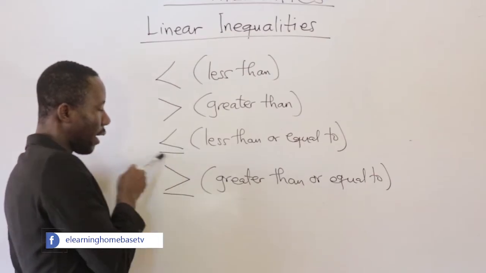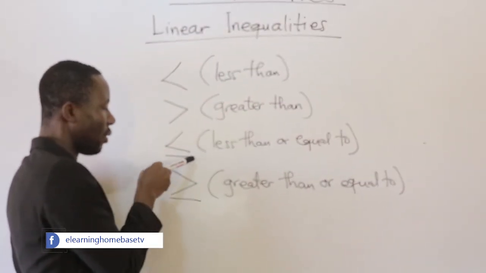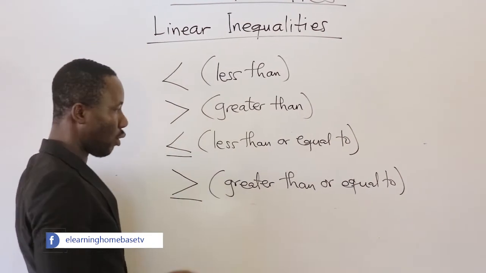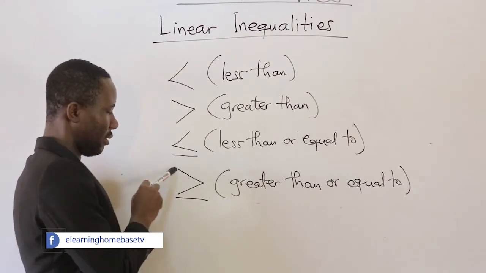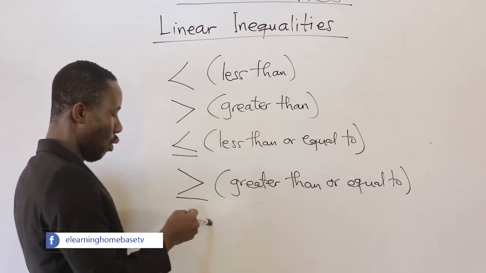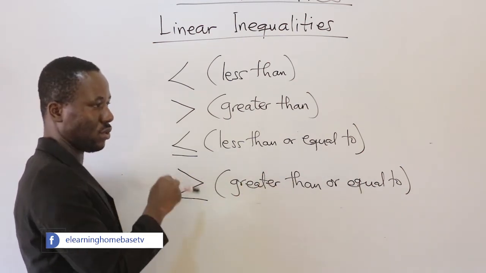The equal to is due to the bar under the less than sign. So anytime you see a less than sign with a bar under it, the bar signifies that it is both less than or equal to. The same applies to the greater than. When you see a bar under the greater than sign, it is greater than or equal to. So the bars under them signify equal to.